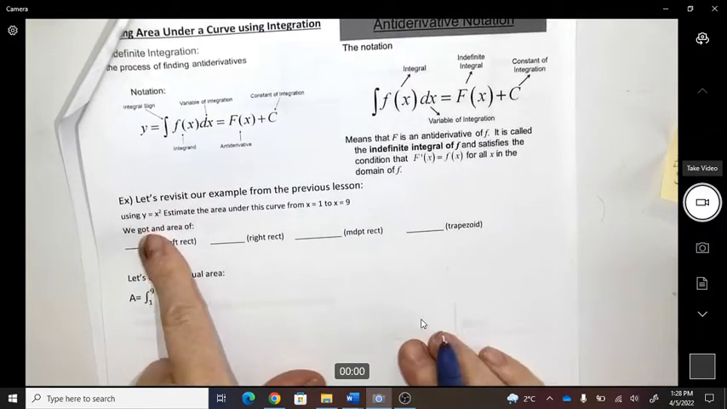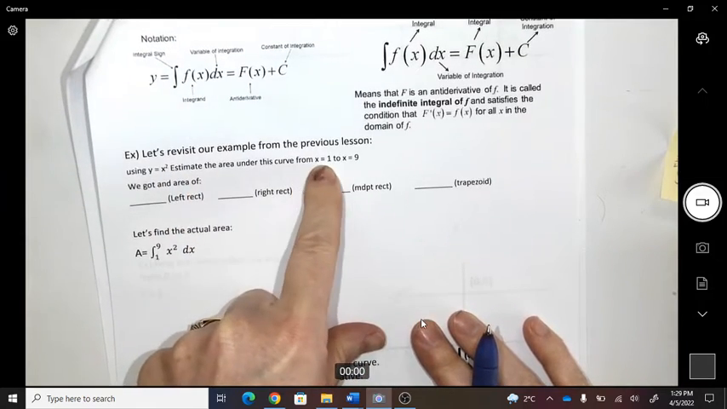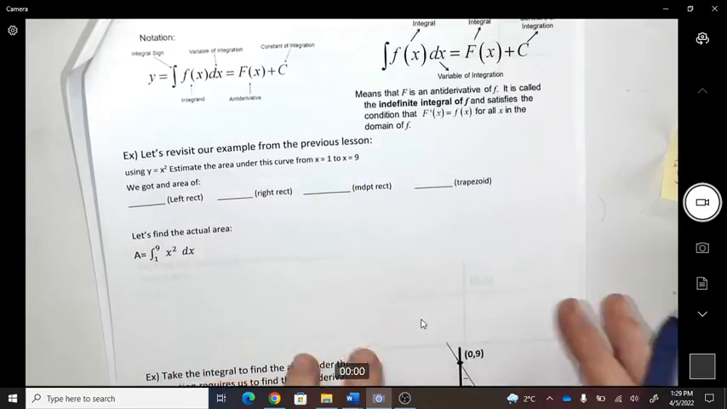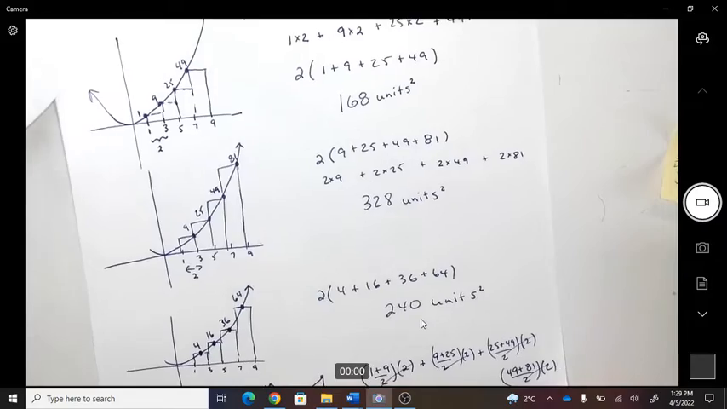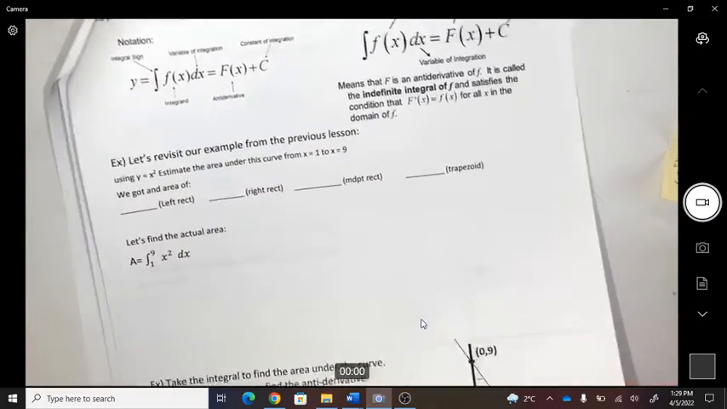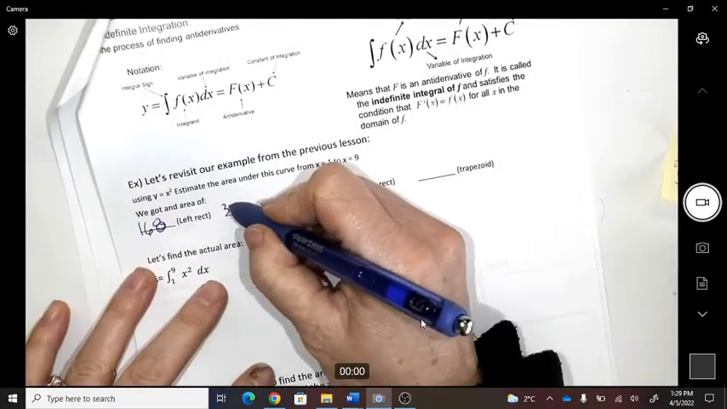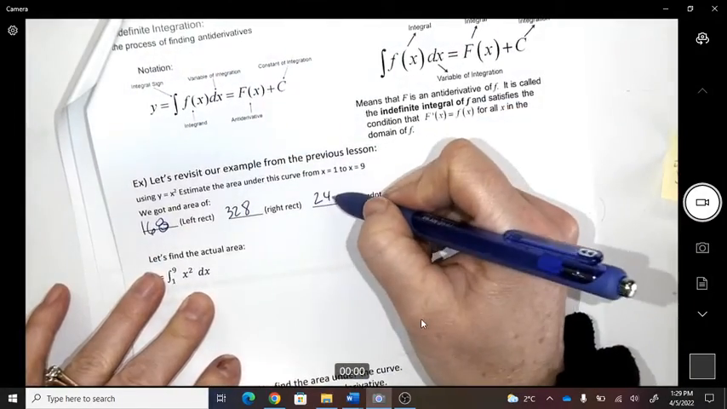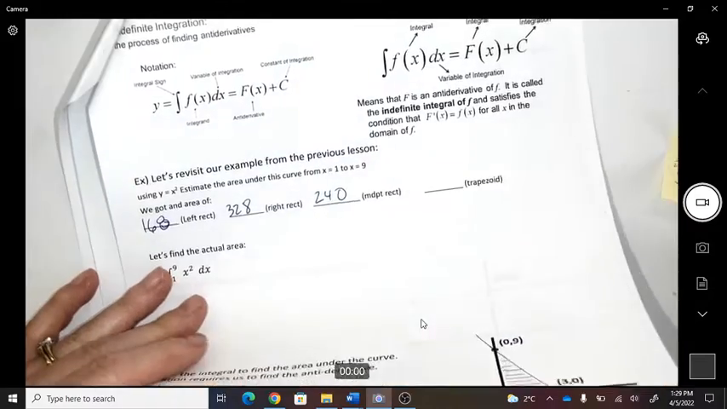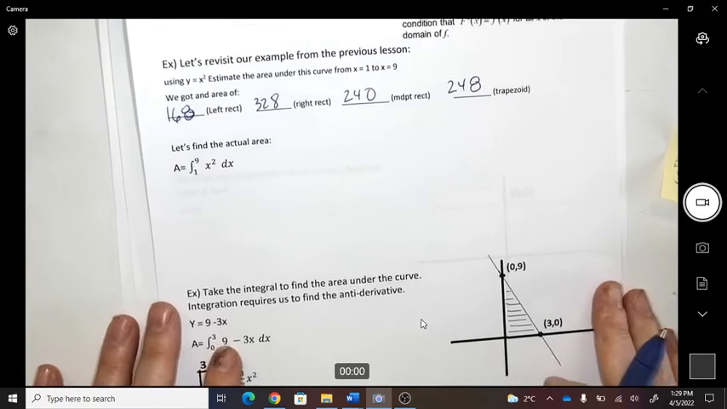So yesterday we did this example. We did what's the area under the curve from x = 1 to 9. So we did rectangles from the left. Remember, it was 168. And then when we did the right, we got 328. The midpoint, we had 240. And then on the trapezoids, we had 248. So we did all that work yesterday.